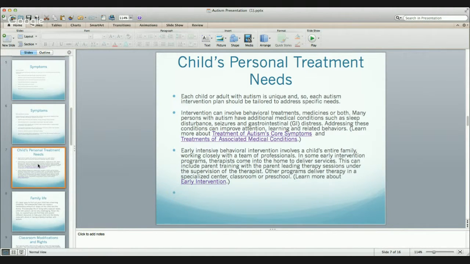Children's personal treatment needs. Each child or adult with autism is unique, and so each autism intervention plan should be tailored and address specific needs. Intervention can involve behavior treatment, medication, or both. Many persons with autism have additional medical conditions such as sleep disturbances and seizures. Early behavior intervention involves a child's entire family working closely with a team of professionals. In some early intervention programs, therapists come into the home to deliver special services.